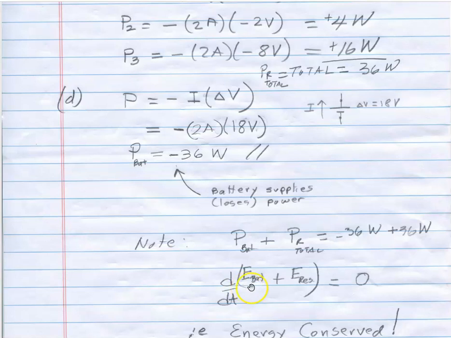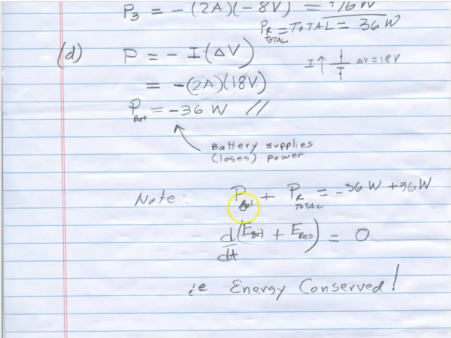And power is energy per time. So energy in the battery, energy in the resistor. Essentially this is a conservation of energy: the energy per time supplied by the battery is gained by all the resistors. So the net energy loss is 0. It's just that one thing is losing it and the other thing is gaining it.